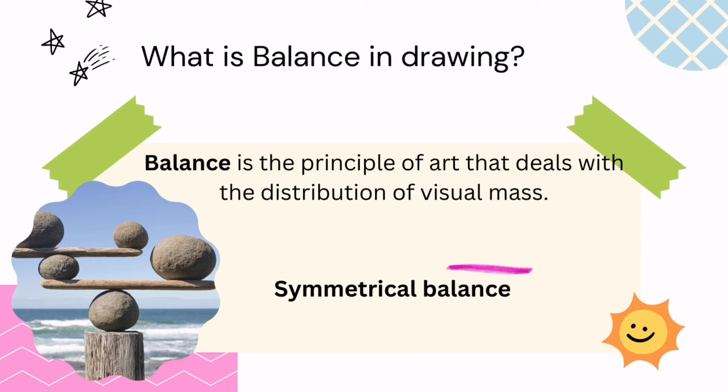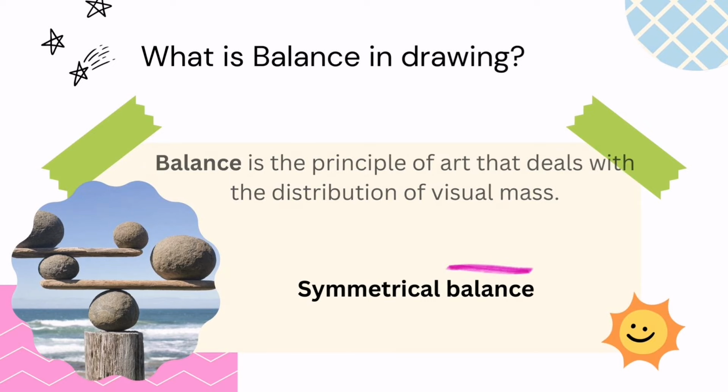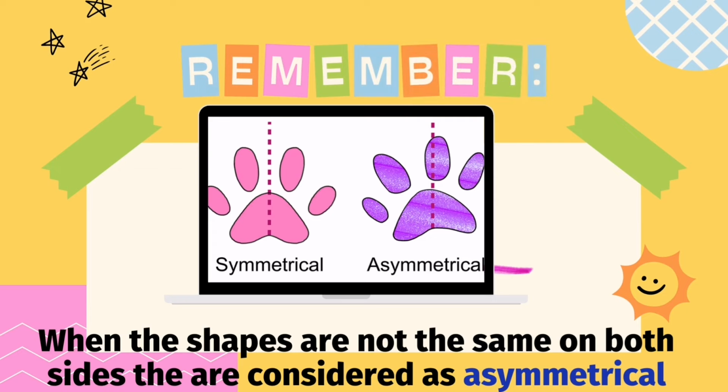What is balance in drawing? Balance is the principle of art that deals with the distribution of visual mass. It could be symmetrical or asymmetrical. There is balance in a drawing when an image at the left side of a paper is the same on the other side of the picture plane. This is called symmetrical balance. When the shapes are not the same on both sides, they are considered asymmetrical.